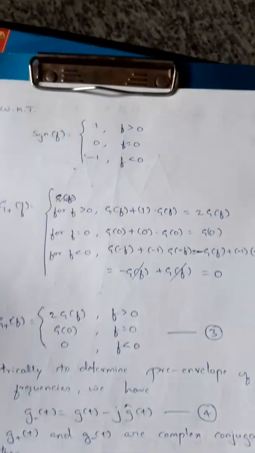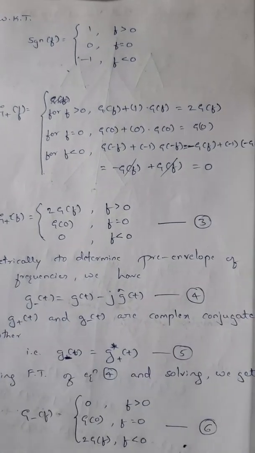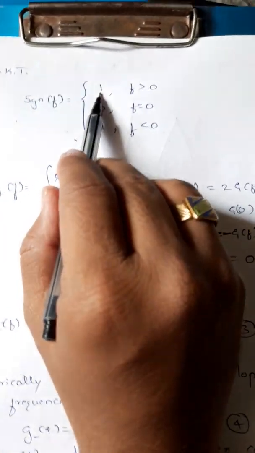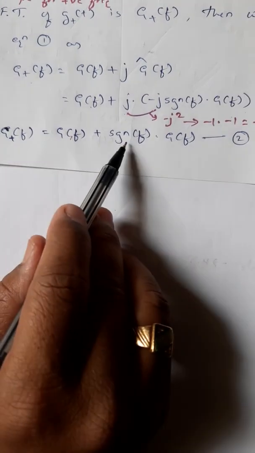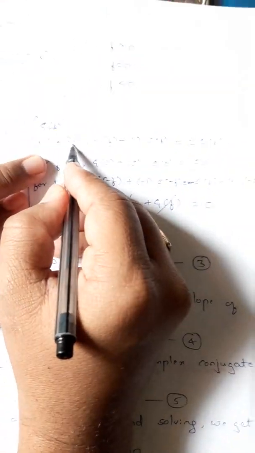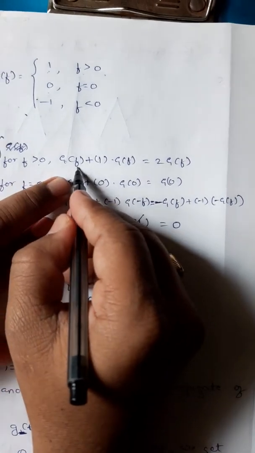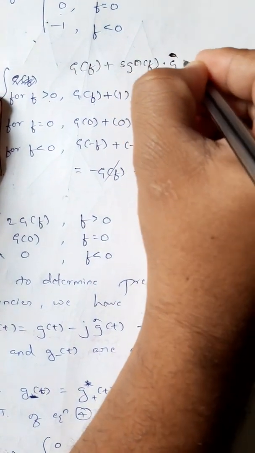Now we know signum of f. What is signum of f? 1 for all positive frequencies, 0 for 0, and minus 1 for all negative frequencies. Let me substitute this signum of f in the equation number 2. So this I'll keep as it is. Now I'm going to substitute only the signum of f. So for f greater than 0, that is for positive frequencies, I'll just write the equation here for your sake. So signum of f into g of f again. So now I'm just going to substitute this signum of f here.